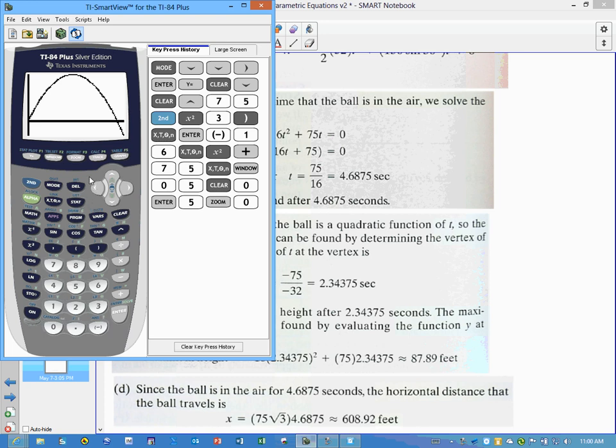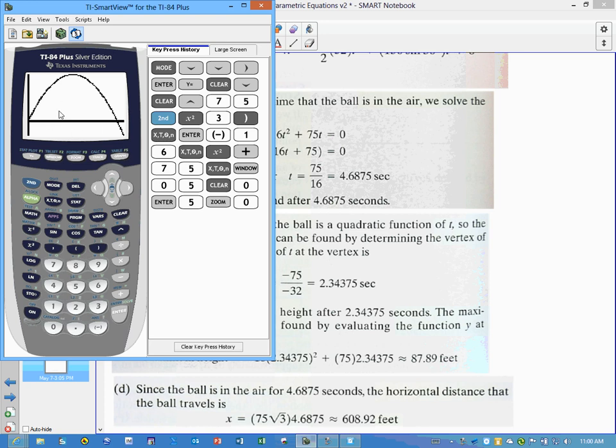Now I would like to comment here, and this is sort of optional, but I can use this window to answer all of the questions. However, I'm a big advocate of being able to visualize these problems. And this is not a realistic view of the flight path of this golf ball. And it's very easy to get a realistic view of the flight path.